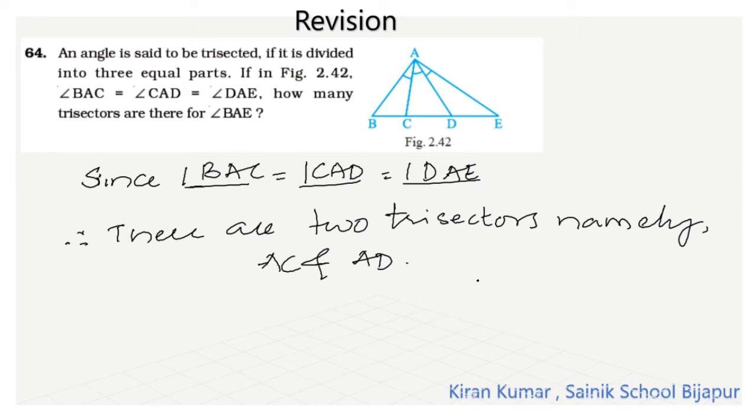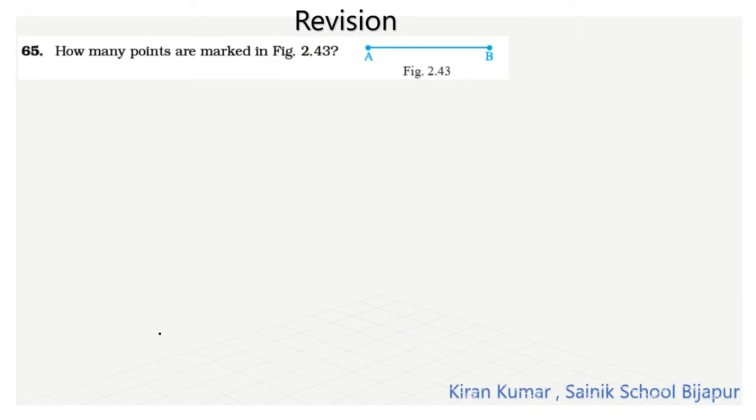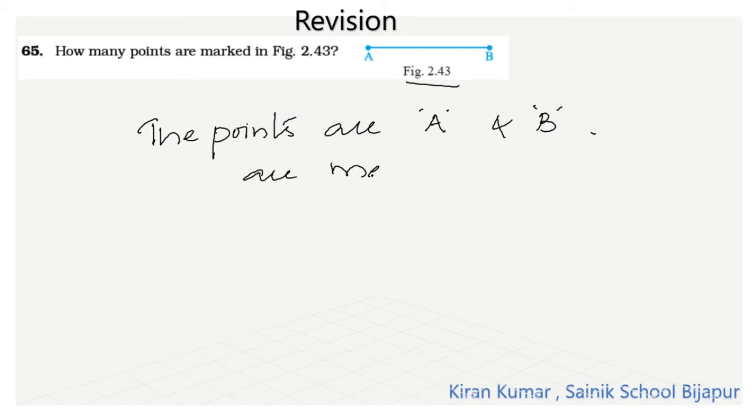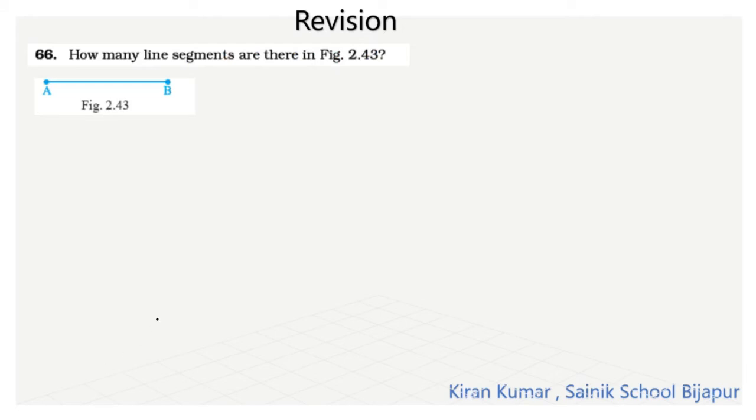Let's look at the next question. Question number 65. How many points are marked in the figure 2.43? There are only 2 points which are marked here. They are point A and point B. Question 66. How many line segments are there in the figure 2.43? If you observe, there is only one line segment. The line segment is the line segment AB.